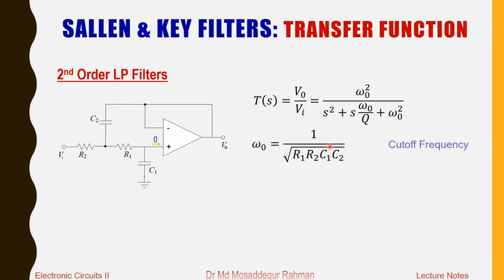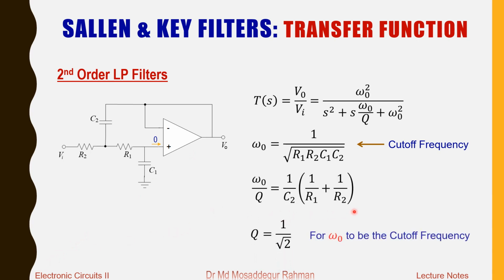So omega naught is given by this expression, which is basically the cutoff frequency for the filter circuit. If you remember, the cutoff frequency for the first order filter circuit is 1 over RC, and this is a second order filter circuit. We have two R's and two C's, and the cutoff frequency takes this form, 1 over square root of R1 R2 C1 C2. So that is our cutoff frequency omega naught, and then Q is a constant which is given by this expression. So it depends on the circuit parameters, values of the resistor and the capacitor.